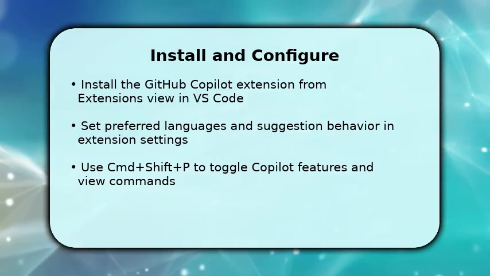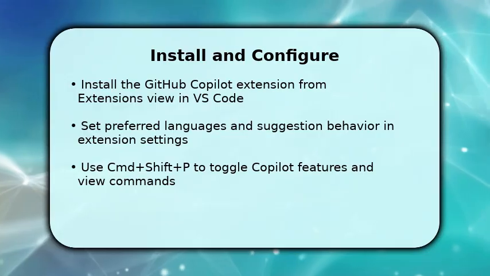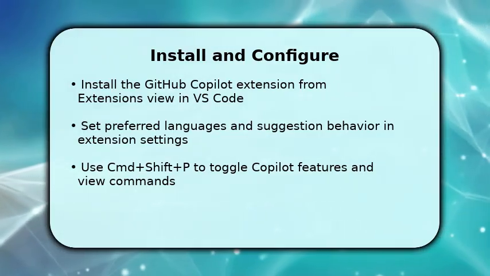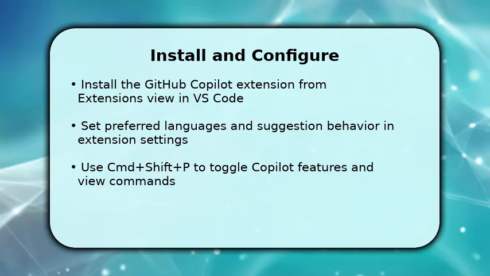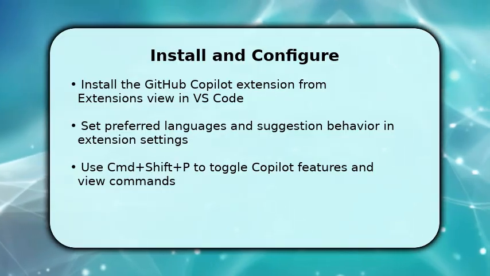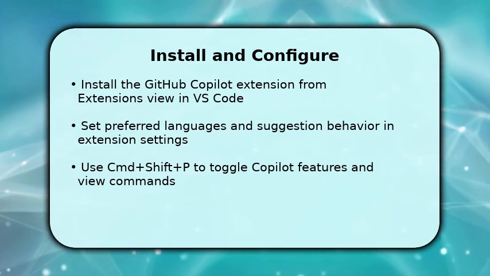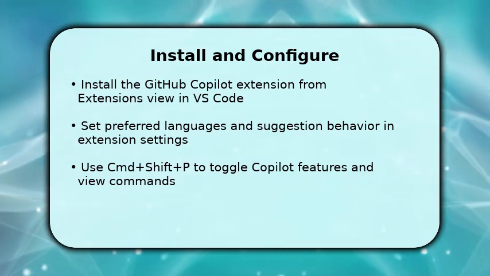This controls how aggressive suggestions are and whether inline or tab complete is used. Use CMD plus Shift plus P to access Copilot commands like Open Copilot or Toggle Suggestions. Make sure your file type is recognized. Set the language mode if needed, so Copilot provides suggestions.